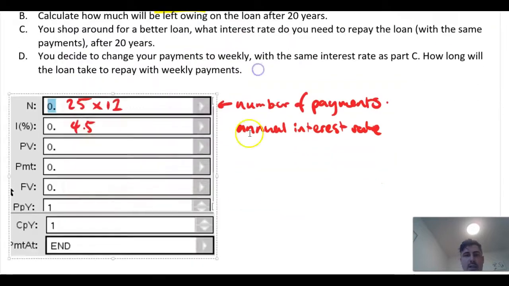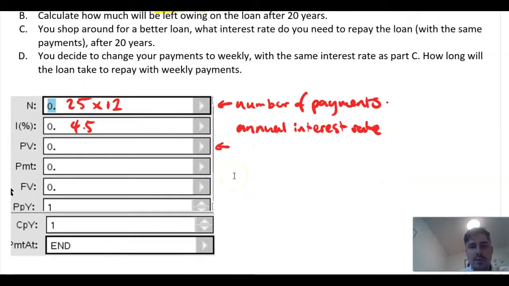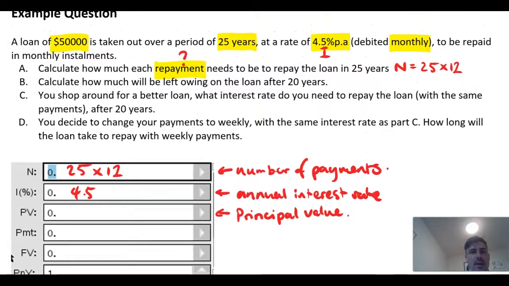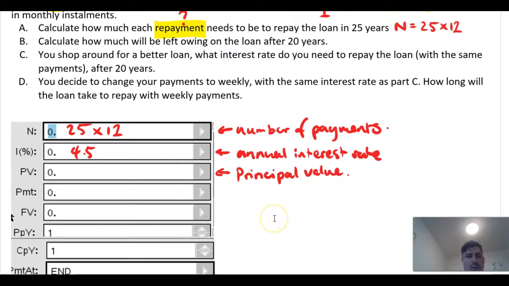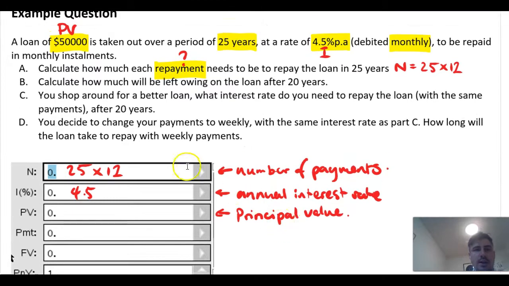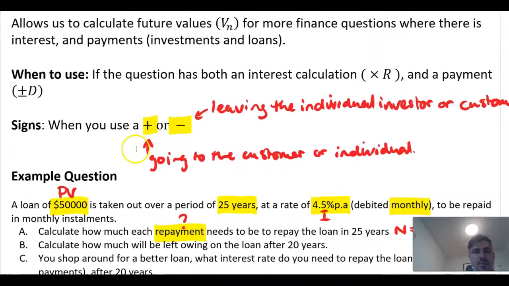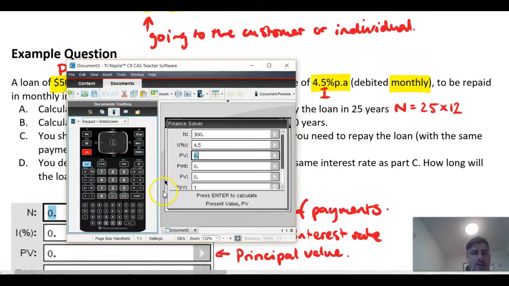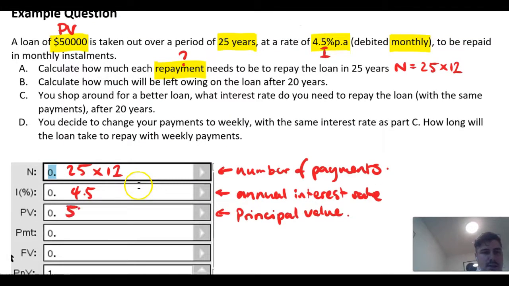So PV is the next one. This is the principal value. So that's like what you're starting with in this loan. So principal value here is the 50,000. Now it's important to know that that 50,000 is a loan. So going back to my question about signs, if it's a loan, it's going to the customer, so it wants to be positive. Okay, and this is really critical to get the answer right. So the loan is going to be 50,000 and that's a positive.